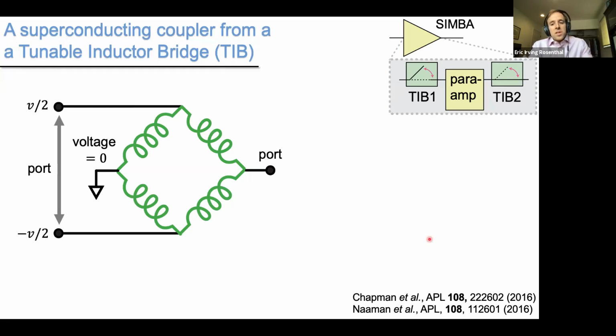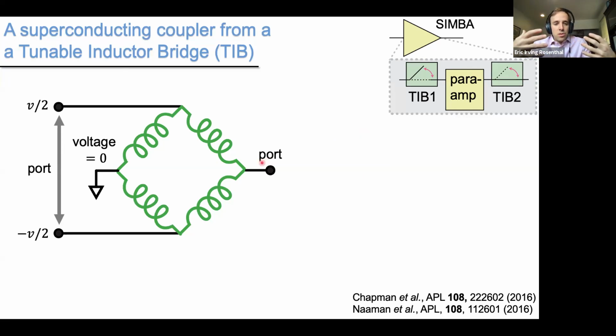And now to see why this is a switch, consider this differential voltage applied to the north and south nodes when the bridge is balanced as drawn, meaning that all 4 inductors have equal value. From symmetry of the circuit, there's a virtual ground at the right port, enforcing voltage to be 0 here so that a signal incident on either port will reflect.